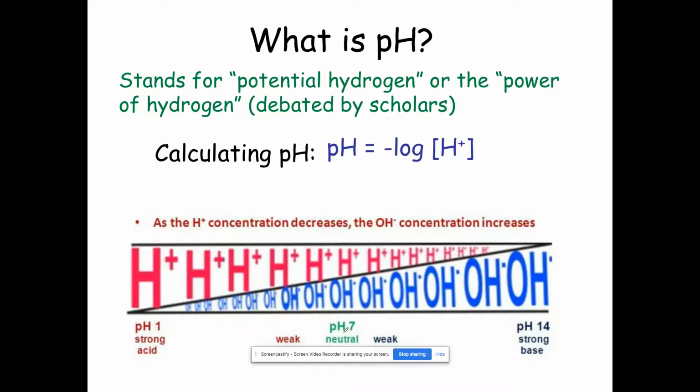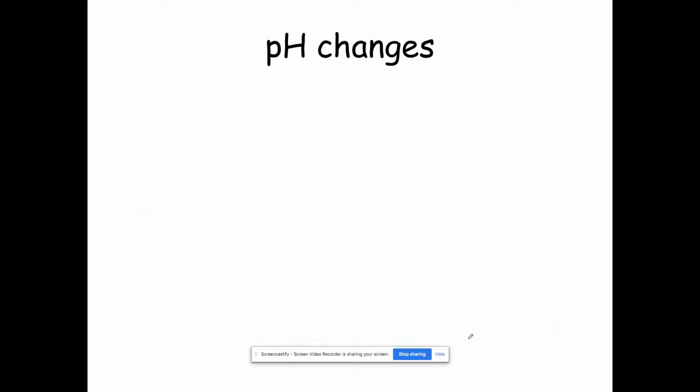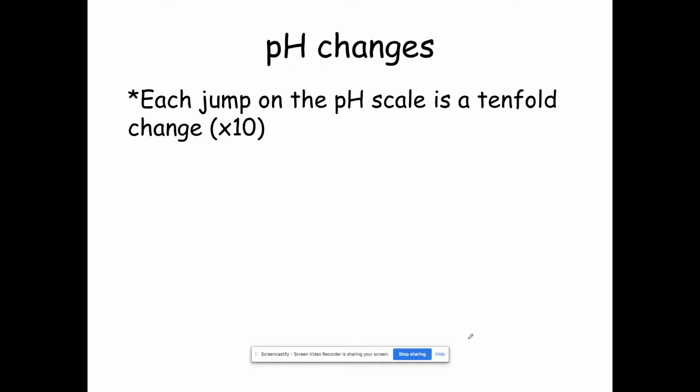So at 7, you would have equal amounts of H plus and OH minus. As the H plus concentration decreases, OH minus concentration increases. So remember this and how this is neutral. You got that similar concentration. I really like that. So as pH changes, the pH is a logarithmic scale. So each jump on the pH scale is like a 10-fold change.